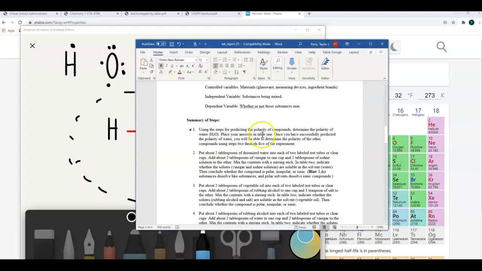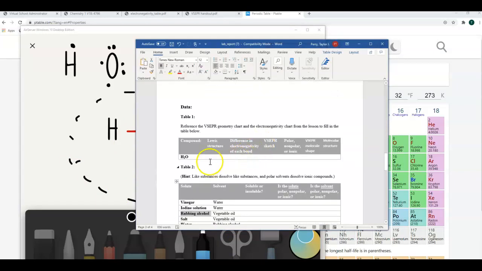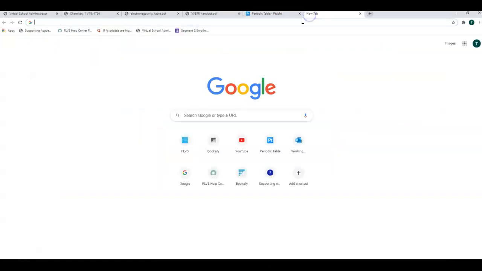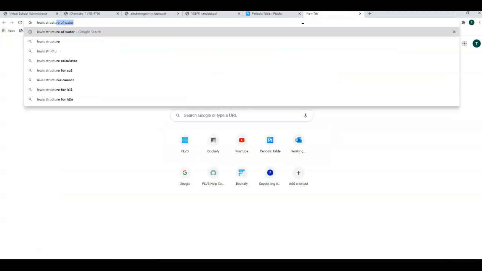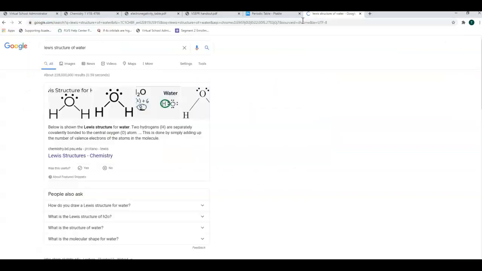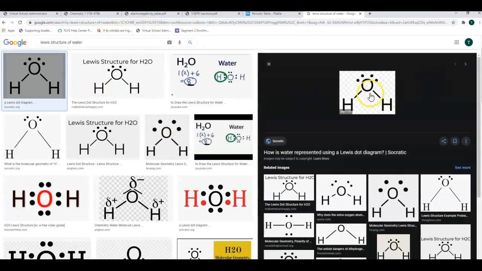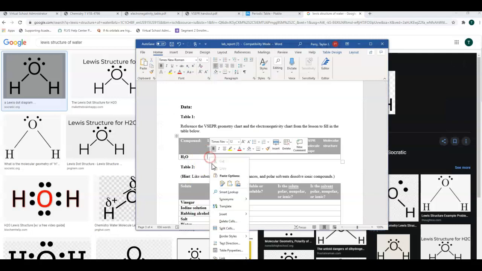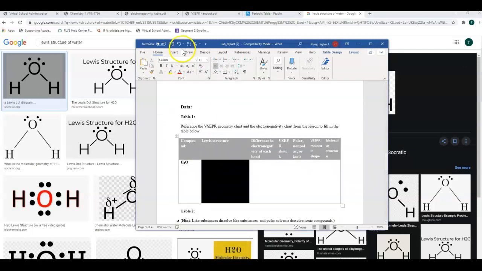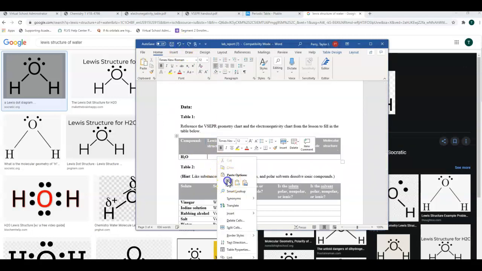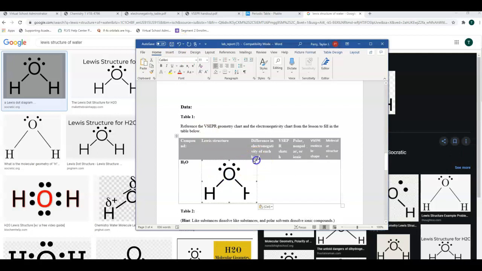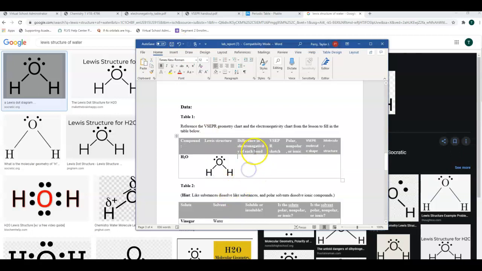So let's look at our table. In our table, it wants us to put the Lewis structure, which we've just drawn, and I'm just gonna make this easy. Let's just Google Lewis structure for water. We've already figured it out, so it's not like we're cheating here. We've already done the work to figure out what it looks like. So let's just use this image, and we'll paste it right here. Ooh, that doesn't look very good, does it? Let's try pasting it like that. Haha. We'll make it tiny. There we go.